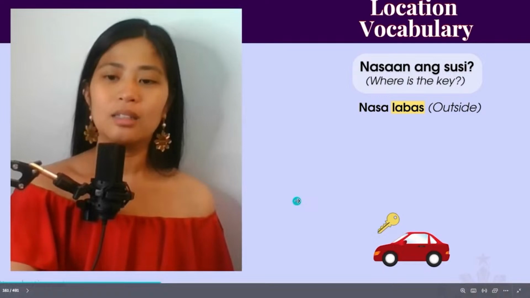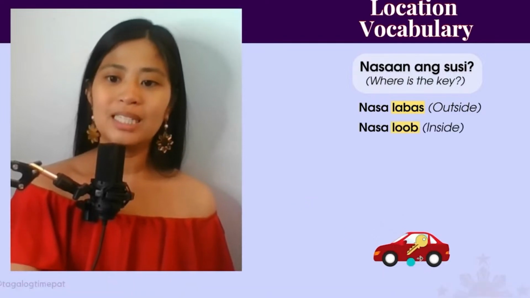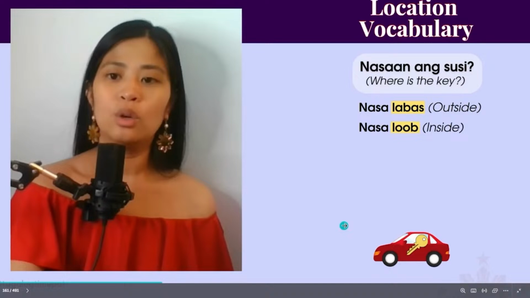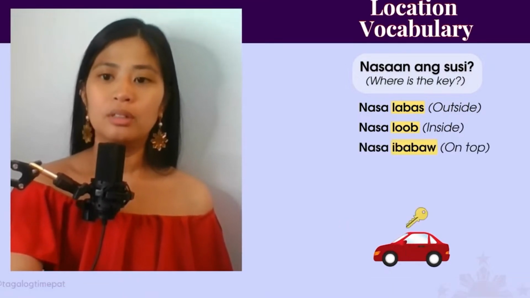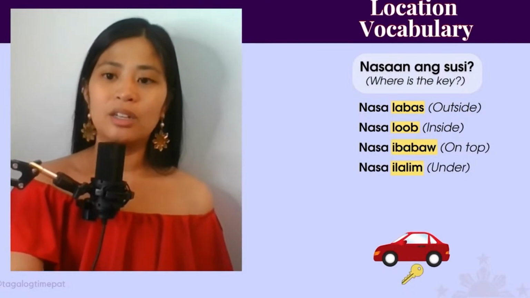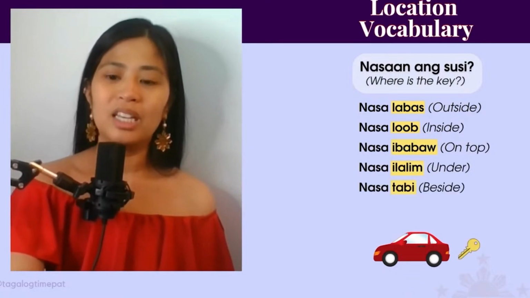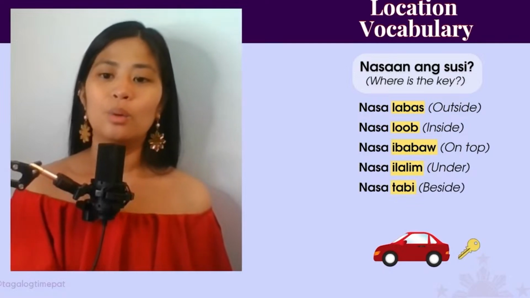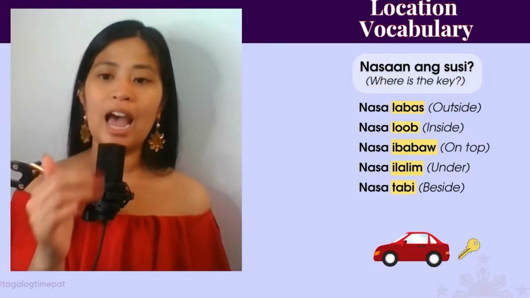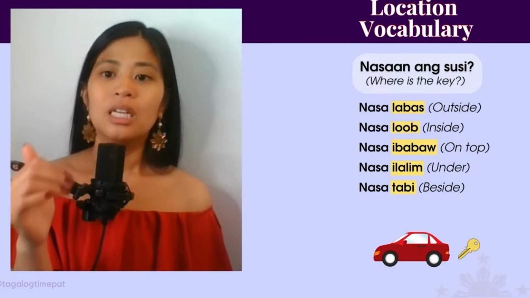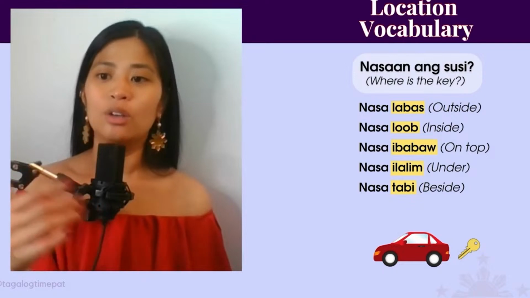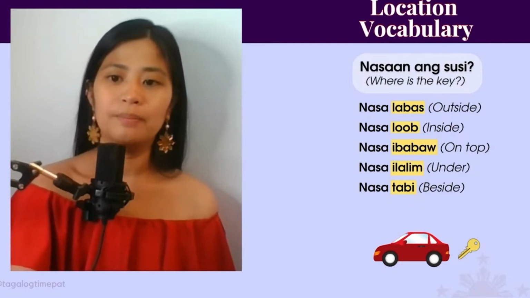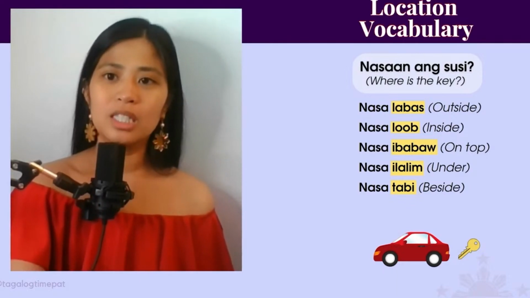Nasa labas. Or nasa loob, it's inside the car. Nasa loob ng kotse. Nasa ibabaw, it's on top. Nasa ilalim, it's under. Nasa tabi, it's beside. So if you wanted to be specific, you would add the object afterwards. Nasa tabi ng kotse, it's beside of the car. Ng kotse. Nasa tabi ng kotse. So those are just the different location vocabulary words that you might hear.